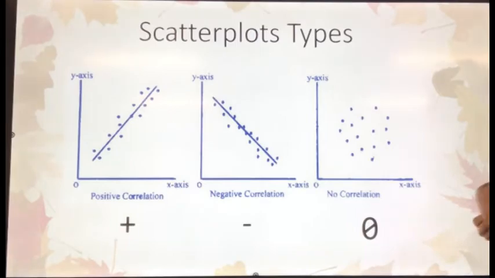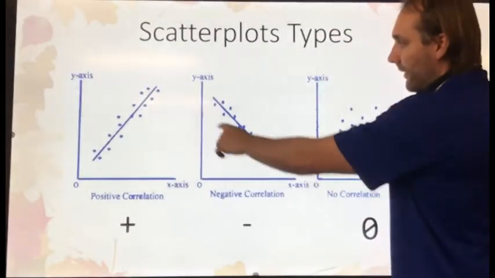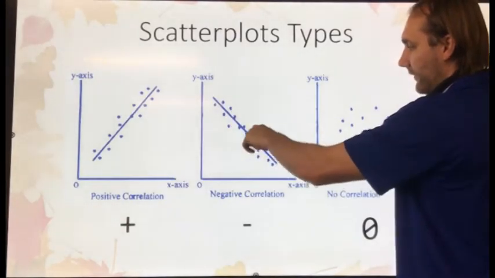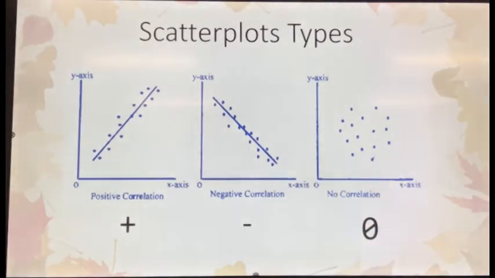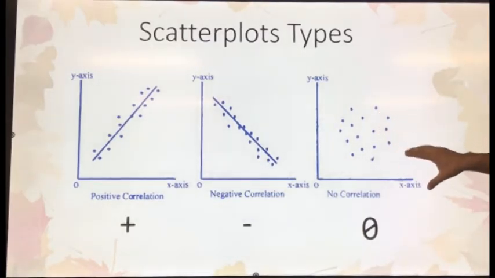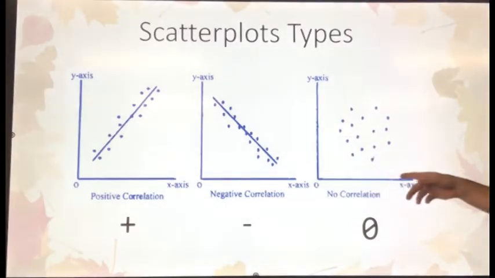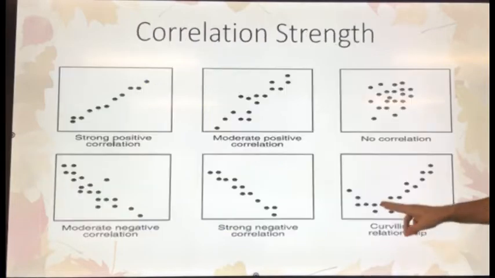A negative correlation is as one variable increases, the other one decreases. So as I increase this way towards the x, notice how my y value is decreasing. So that's a negative correlation. And then a zero correlation is nothing, there's nothing in common, right? One event doesn't cause the other. Like as I increase in the x, it's kind of random what happens in the y, and vice versa.